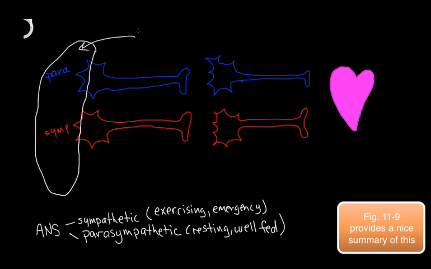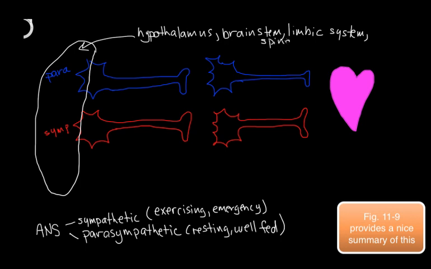So, for example, the hypothalamus, maybe if there's low blood pressure detected, the areas of the brainstem and the limbic system. So emotions can influence autonomic output. So let me put limbic system here, and some spinal reflexes as well. I'll just put spinal reflexes. So lots of different stimuli originating mostly in your brain can influence the autonomic nervous system output.